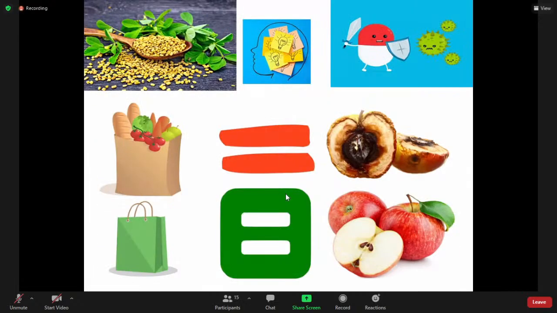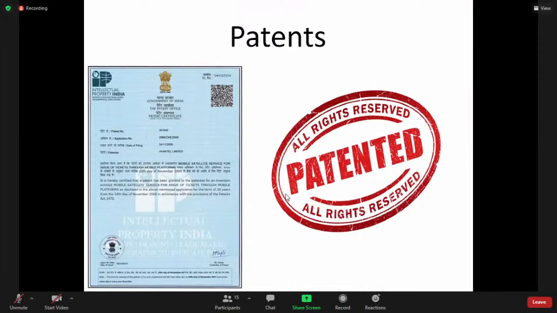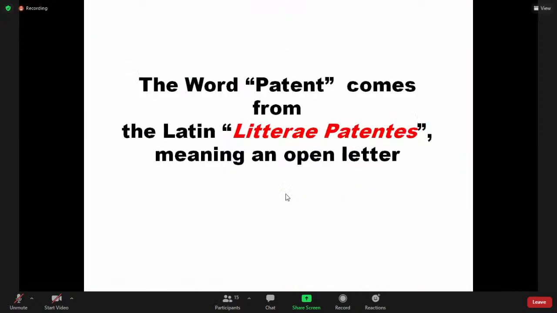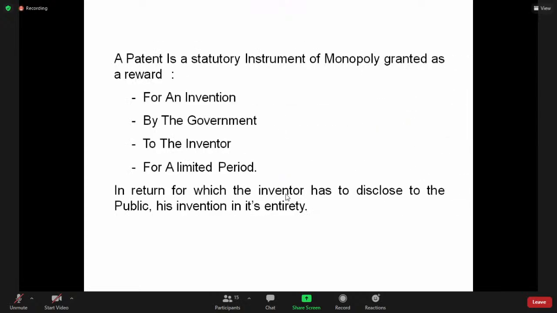So patent: all rights reserved with this patent. The word patent comes from the Latin word litterae patentes, meaning open letter. It means that once you patent, you have to open your research work to the government. You may be afraid of this, but of course the government gives rights, right? What are these rights? A patent is a statutory instrument for a monopoly granted for an invention by the government to the inventor for a limited period.